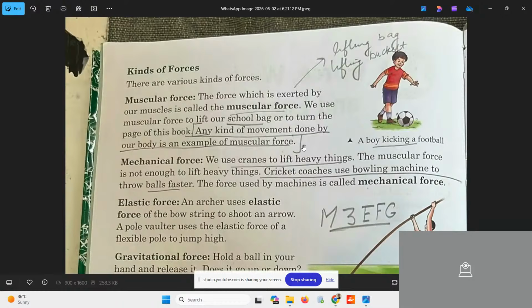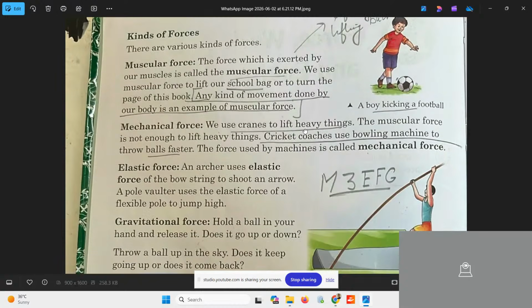What else can she ask you? She can ask you two more questions. The definition of muscular force: the force applied by our muscles is called muscular force. Any movement done by our body is a muscular force. Examples of muscular force: a boy kicking a football, a student lifting his bag, someone closing the door. Got it? This is very easy. Any questions so far?